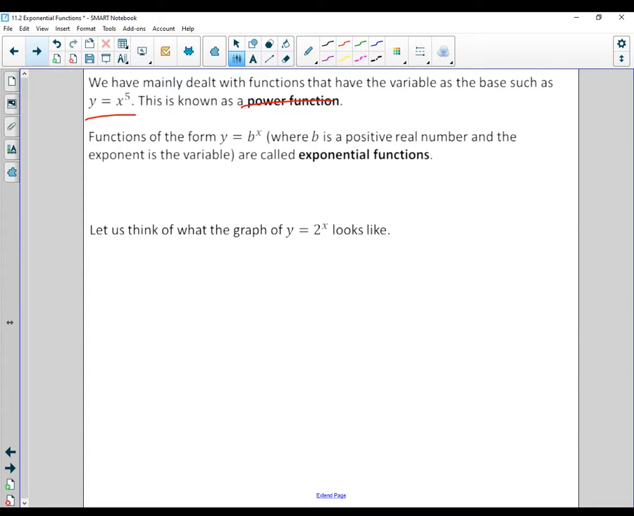Here's something we should be used to. Functions in the form y equals b to the x, where b is a positive real number and the exponent is the variable, are called exponential functions. The reason we don't like b being negative is that if we kept raising it to different powers, it would be positive on the even ones and negative on the odd ones, and we'd get a discontinuous, crazy graph.